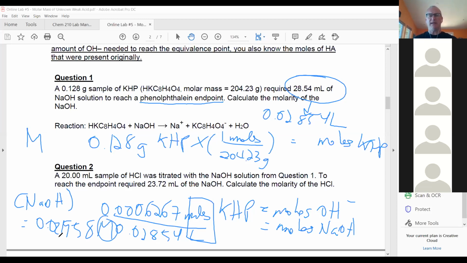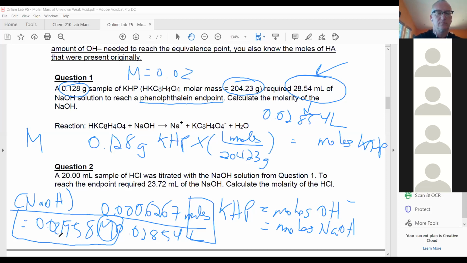How many significant digits should be in my final answer? 3. That's right. I have 5 significant digits in the molar mass. I have 4 significant digits in the volume, but I only have 3 in the mass of KHP. So I'm limited to 3 significant digits. So what am I going to do with that number? So M equals 0.0220.